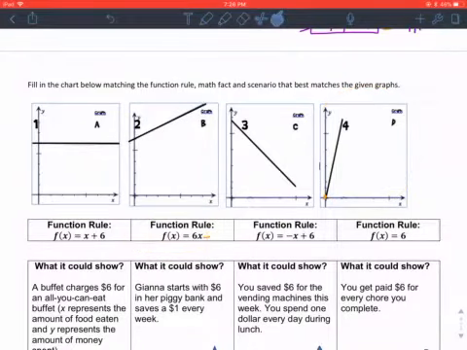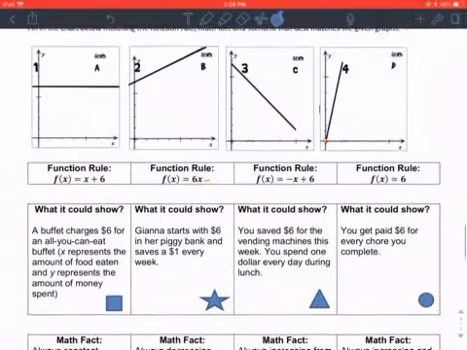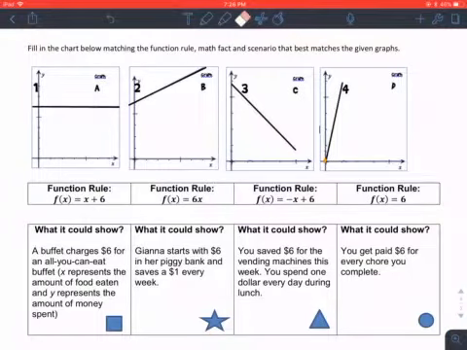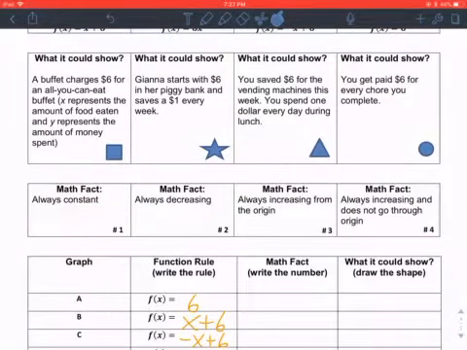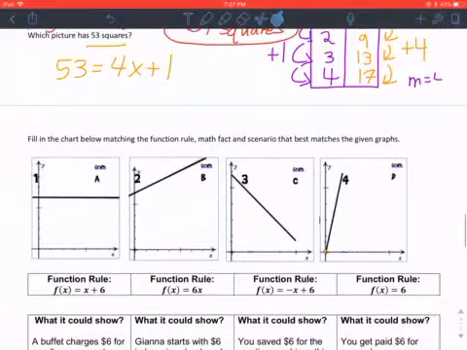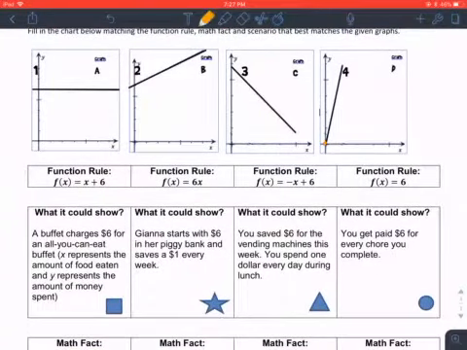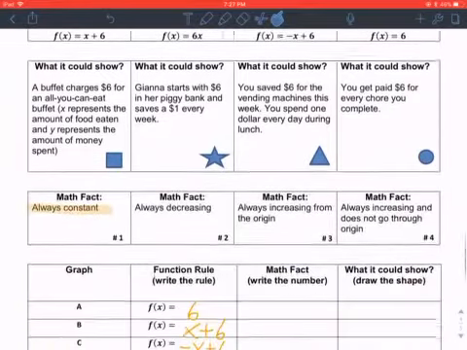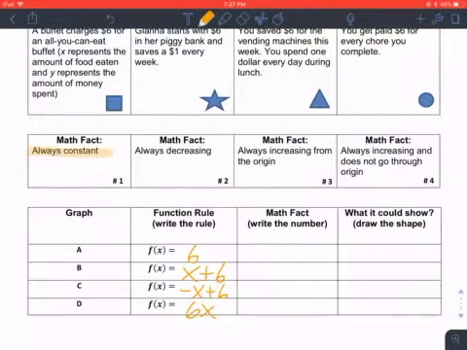Okay, so now I need to match the correct math fact with my function rule and graph. Okay, so let's look at the first math fact. It says always constant down here. So which of these graphs, when I look at it, is always constant? Well, that's clearly this graph right here. So always constant is A. So write the number. The number is number 1. Okay, so that one's done.